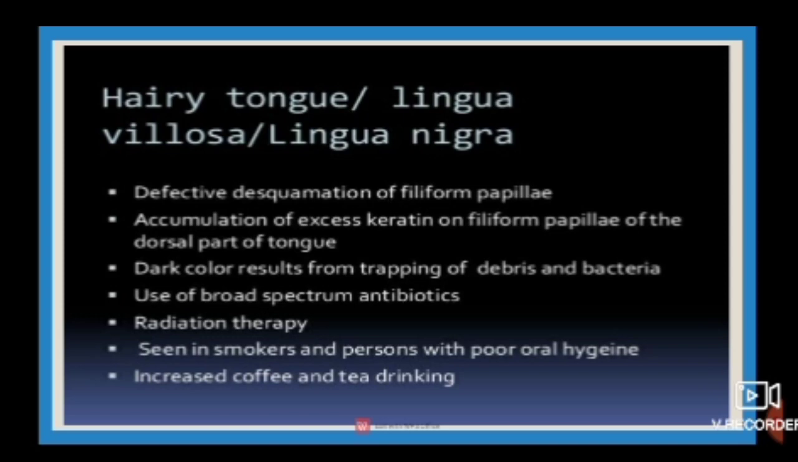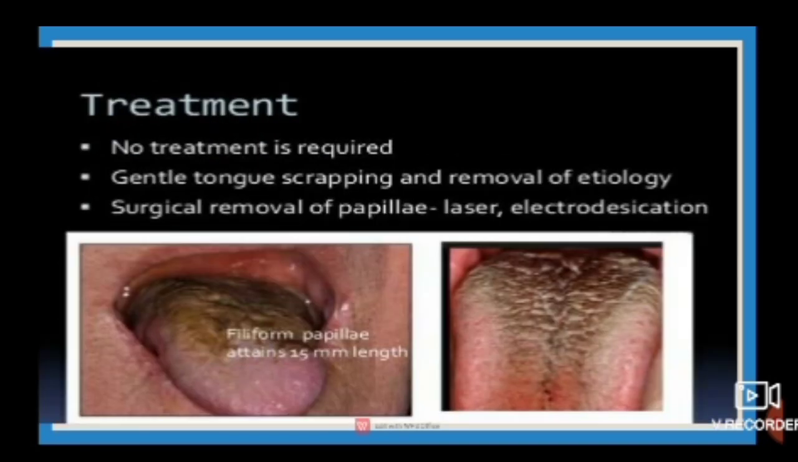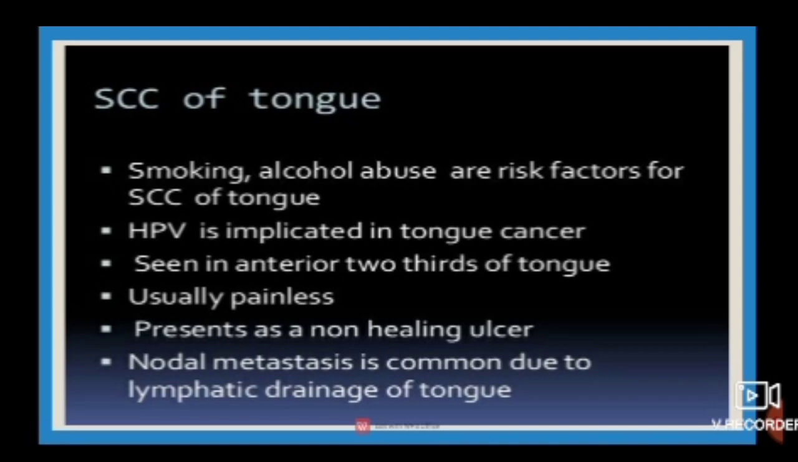Then the last one is SCC of the tongue. It is a very common disease, and SCC's full form is squamous cell carcinoma. It is a common type of tongue cancer. It is located in the lateral border of the tongue. Smoking and alcohol abuse are risk factors for SCC of the tongue.